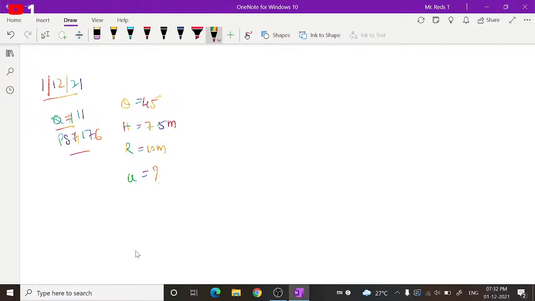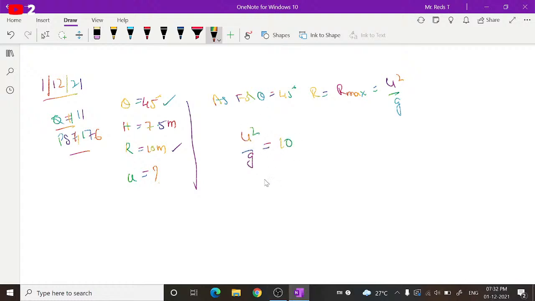We should know the relation here. When theta is 45, range will be maximum. You have to remember that range will be maximum. So for theta equal to 45 degrees, R is equal to R max, which is u square by g, and for this angle the range is given as this. So u square by g is equal to 10, right? u square is equal to 10g. g is again 10, so 10 into 10, so u is equal to square root of 100.